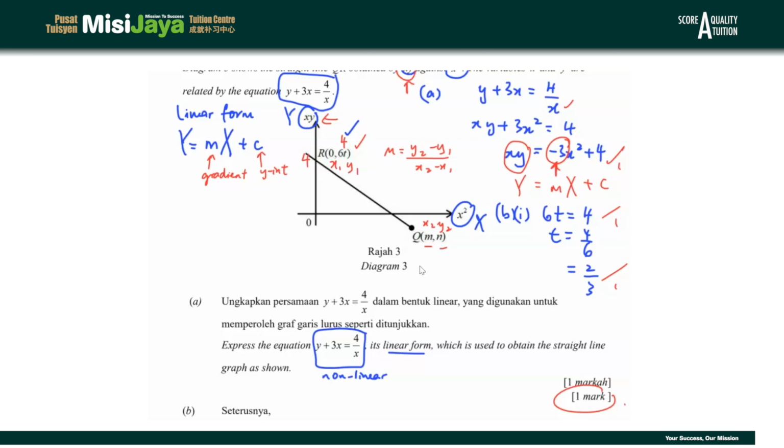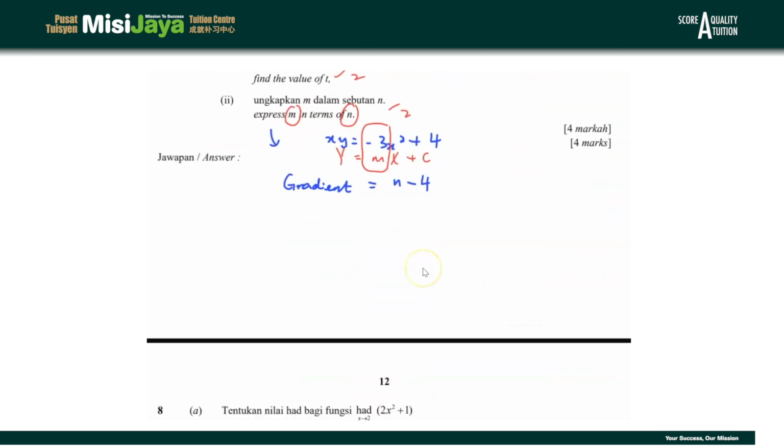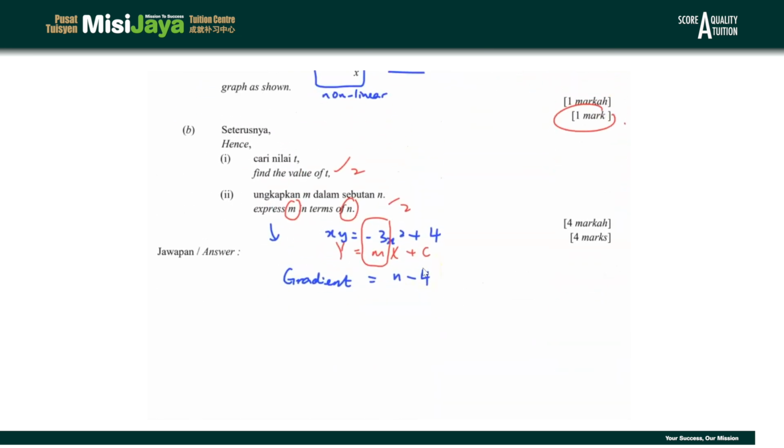So I'm going to do it at the bottom here. So n minus 4, over m minus 0, and this equals negative 3 from here. So negative 3 equals n minus 4 over m. This m I can bring over to the left-hand side, becoming negative 3m equals n minus 4. They want to express m on the left, so m remains on the left. So m equals n minus 4 over negative 3.